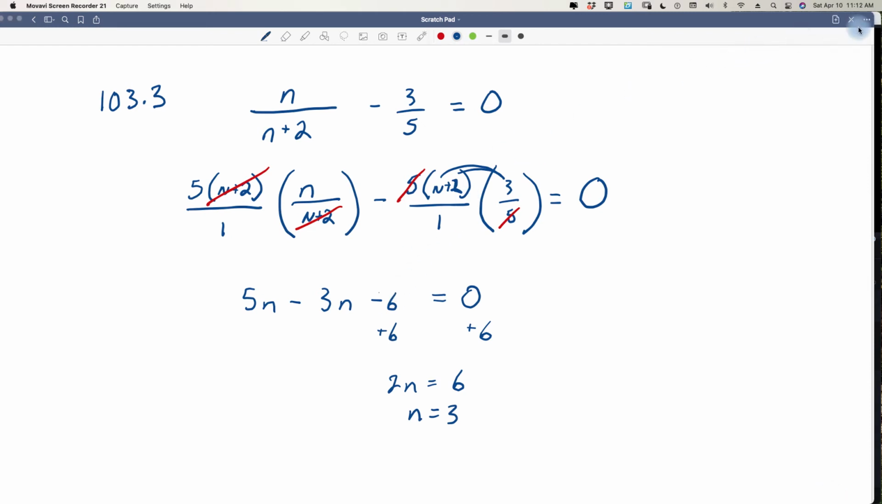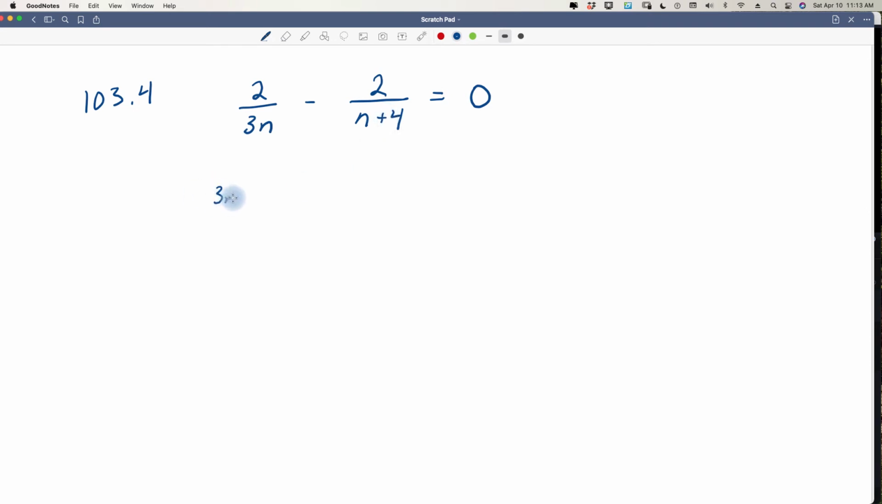All right, let me clear the page. We're asked to solve 2 over 3n minus 2 over n plus 4 equals 0. All right, so we're going to treat this the same way. This is going to be 3n times n plus 4. That is our common denominator.